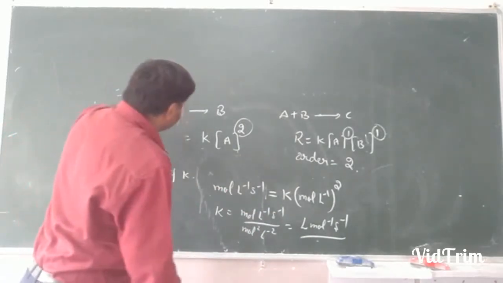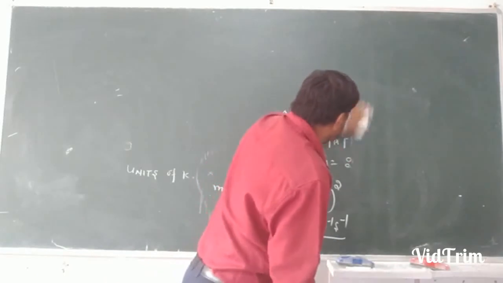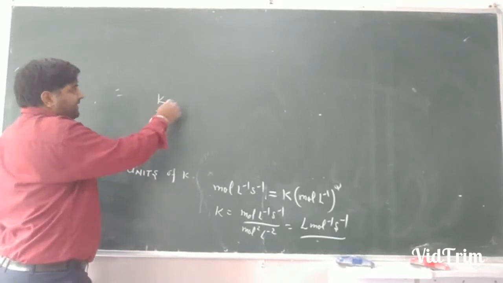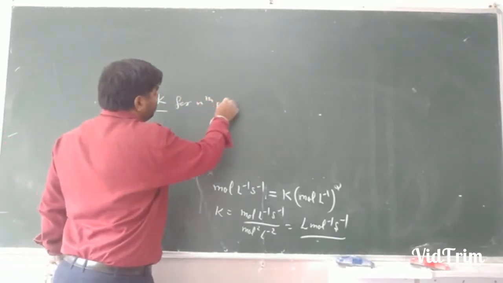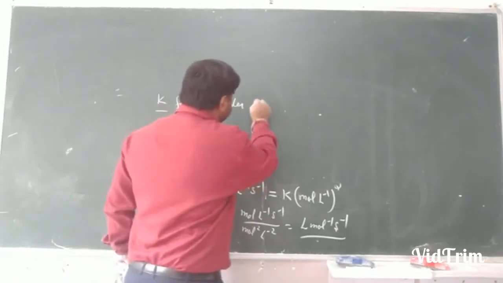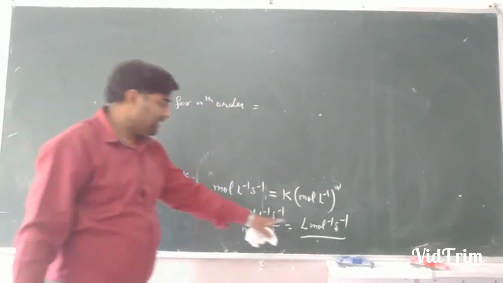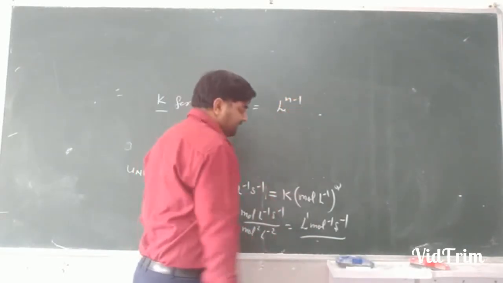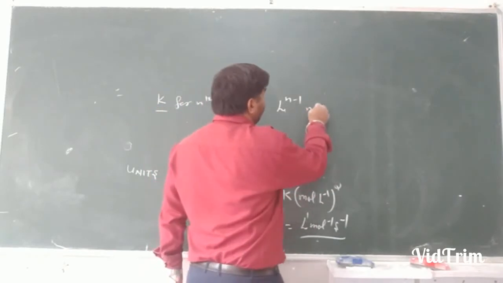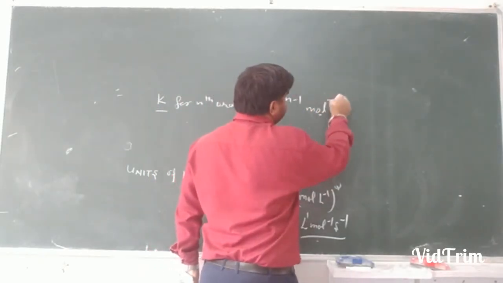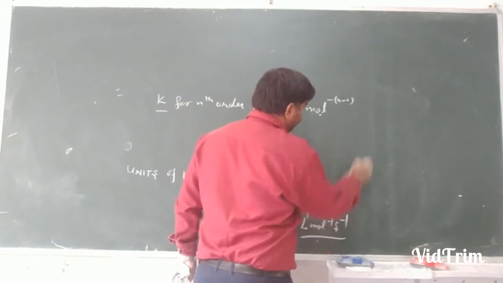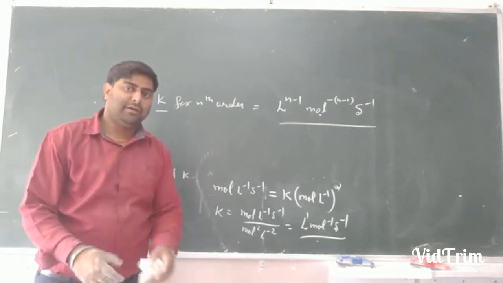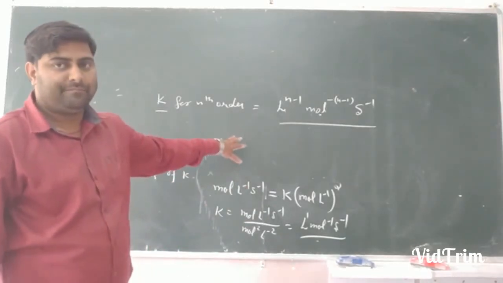When we generalize this result, the units of K, the rate constant for nth order, will be equal to, if it's a second order, liter to the power 1. If it's nth, then it must be liter to the power (n minus 1) per mole to the power (n minus 1) per second. So these are the units of the rate constant in general form.